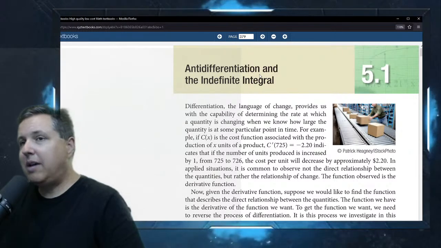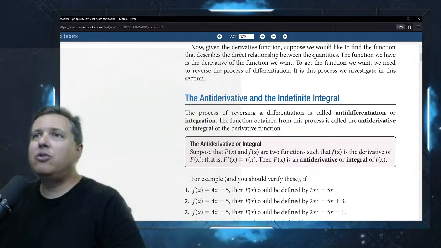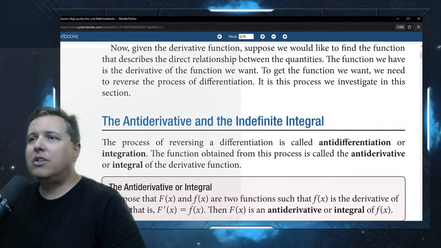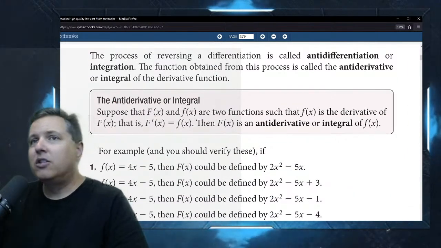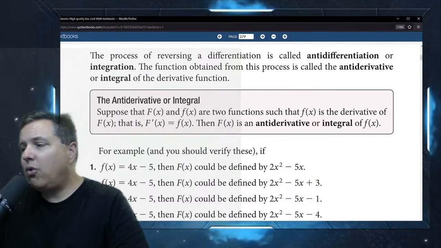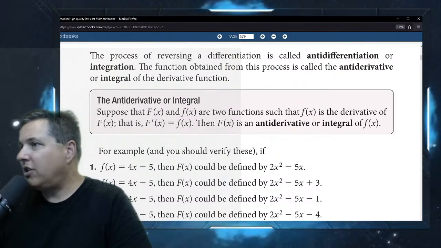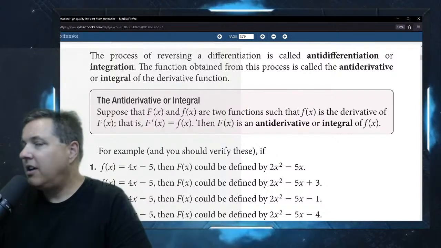So we want to be able to find the antiderivative. So let's look at the definition of the antiderivative, and then I'll try to break it down so that you can actually understand what this is saying. So this is saying the antiderivative or integral. That's a word we're going to start throwing around a lot, the integral. We're going to talk about integration.